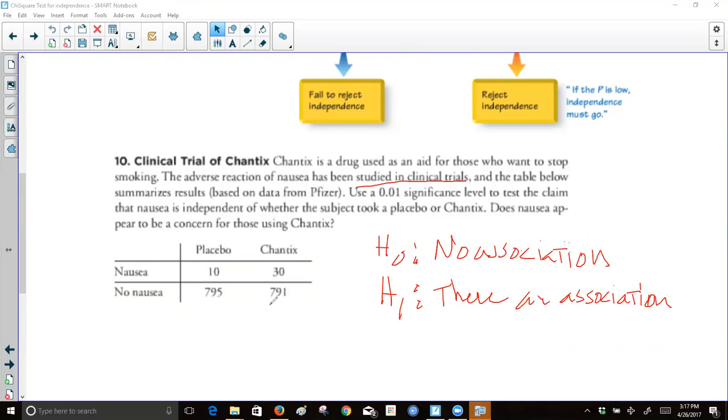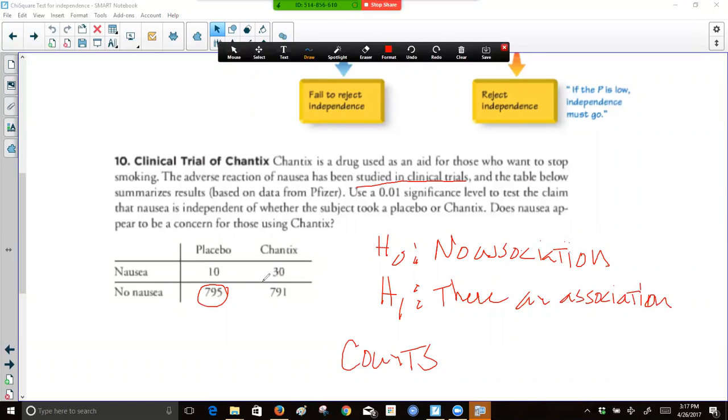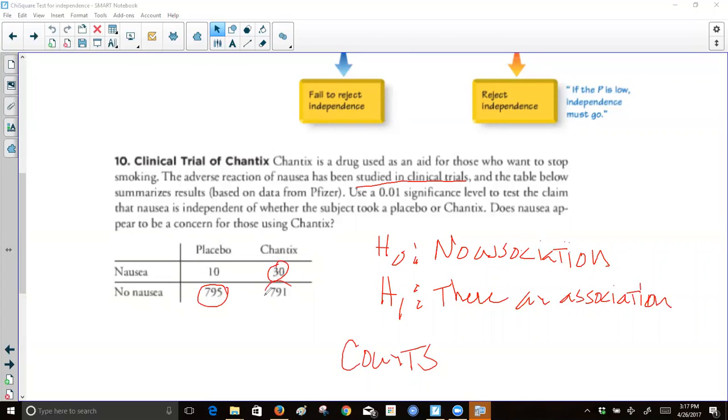The other issue we have to worry about: we have categories, and there also have to be counts, not percentages. So these are our counts of people. And the other issue is these counts have to be at least 5. In this case, they certainly are. So if you're trying to run one of these tests and you don't have at least 5 in any one category, then you know you can't use the chi-square test for independence. Use one of those non-parametric tests, which we'll look at a little while later.